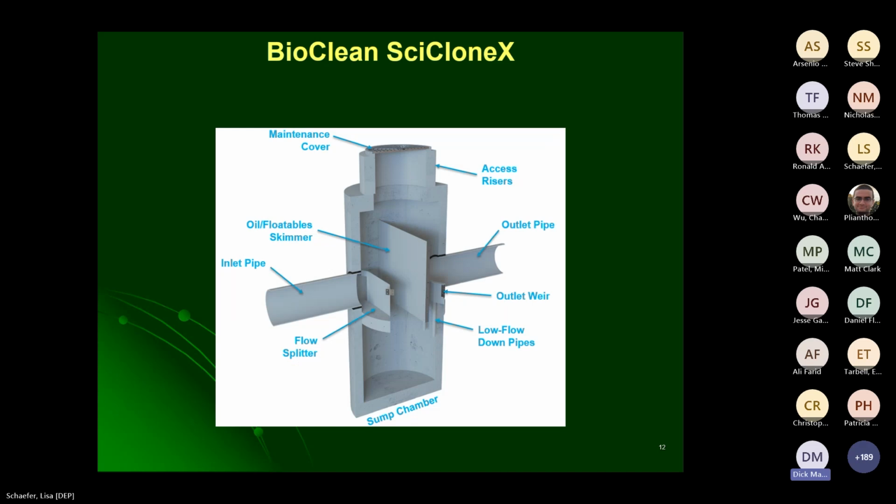This is an idea in a manhole. In comes the flow of the inlet pipe. It hits a flow splitter. Stuff that is oil and floatables get caught on the skimmer above. And then it goes through, with an access riser to be able to clean things out, and through an outward weir. You'll see better on the next slide how this works.